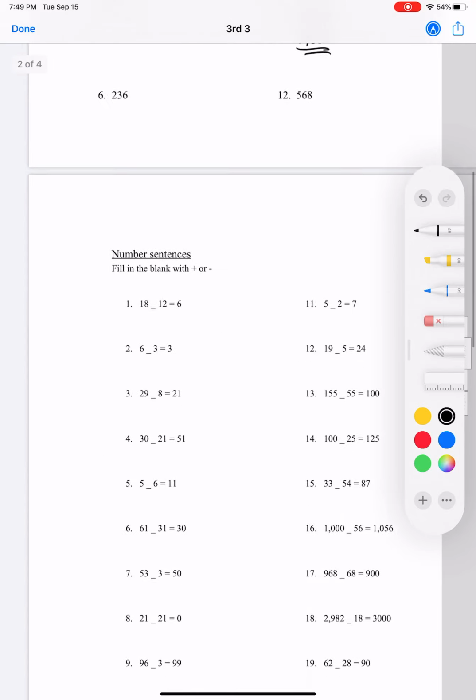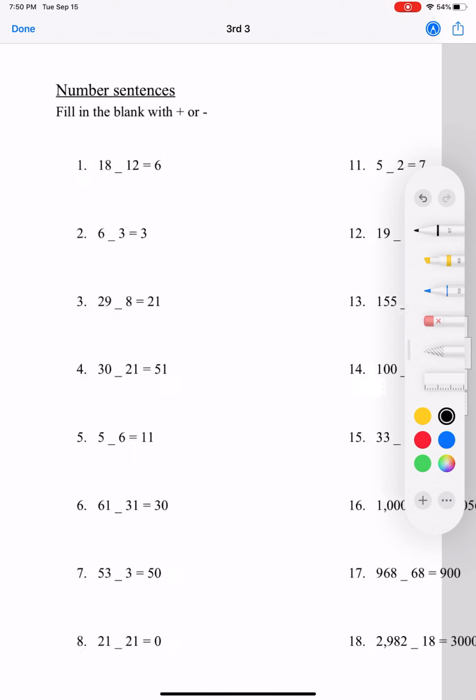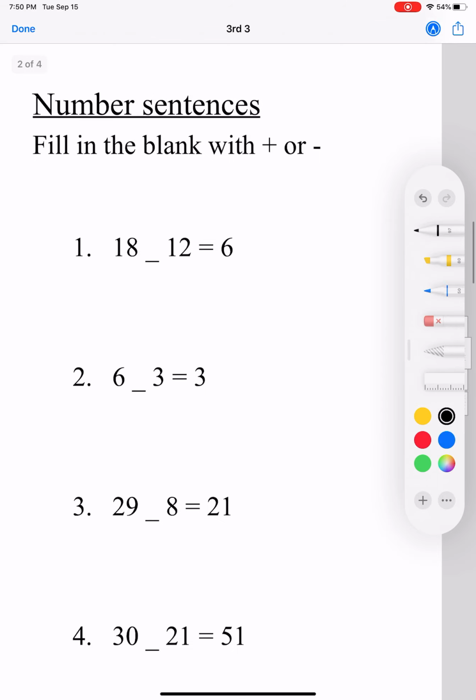Okay, so I hope you were able to check your answers for that. The second worksheet asks you about number sentences and to fill in the blank with plus or minus. So number 1, 18 blank 12 equals 6. So as you can see, 6 is a lesser number than 18. So that means that in order to get to 6, you would have to subtract this number from this number. So the blank would be a subtraction.